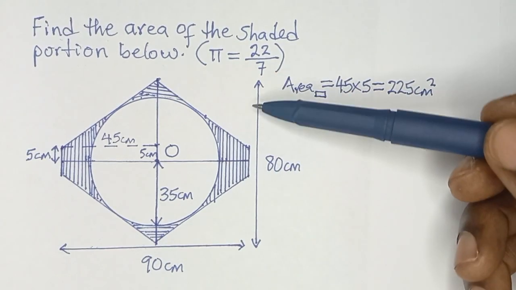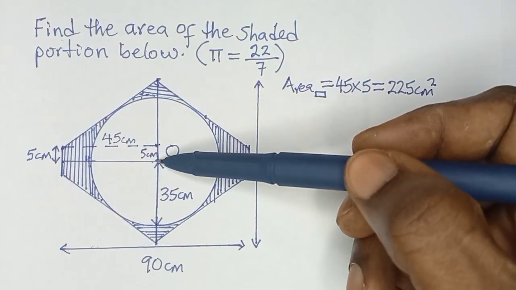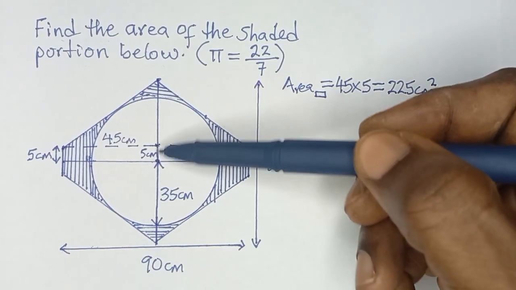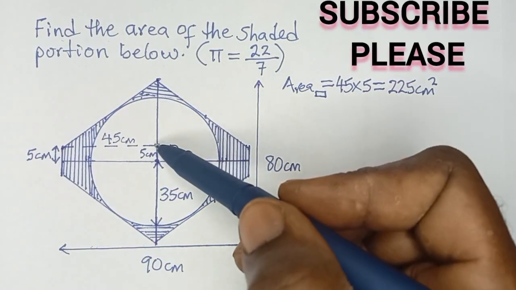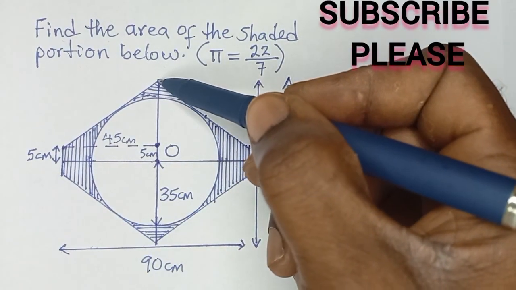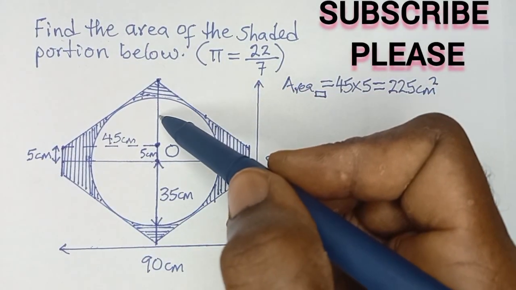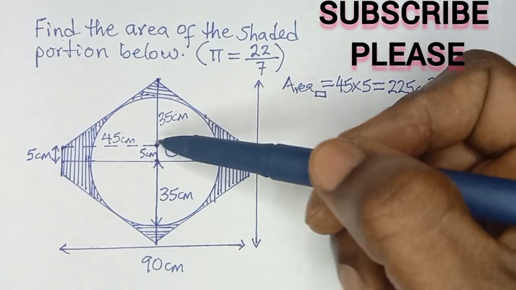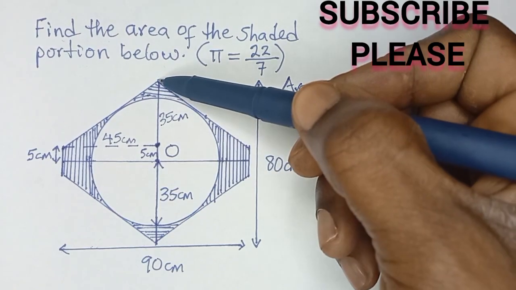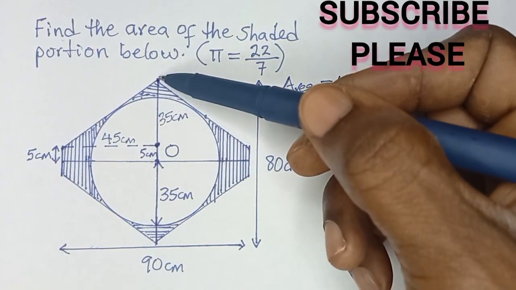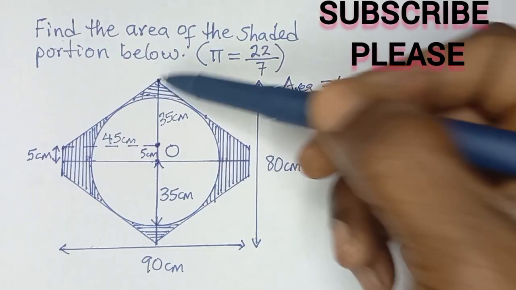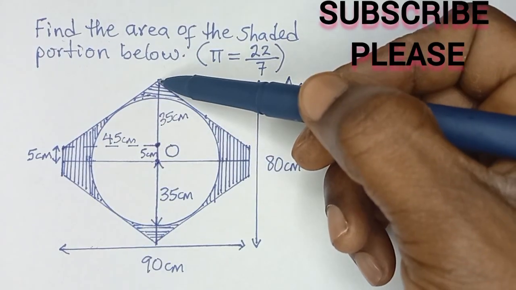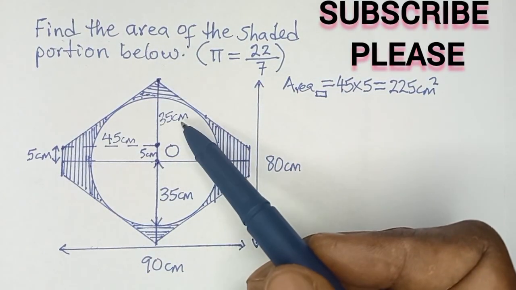So we know that from here to here is 40 already, but we know that from here to here is already 5. So 5 is already out of the 40. So I can now say from this distance to the end here will be 40 minus 5, and that will be 35 centimeters. Please, this 35 is not the radius, it's simply from here to the end. From here to the end is supposed to be 40, but if we subtract this remaining 5, we'll be left with 35.